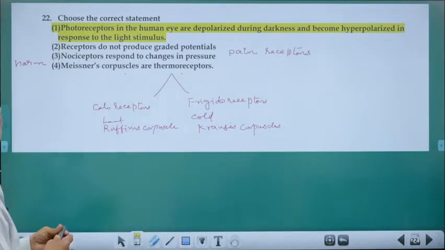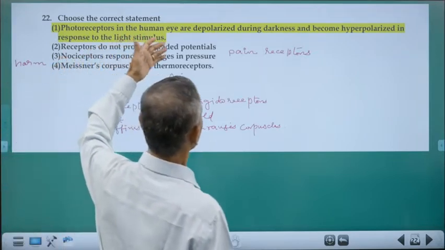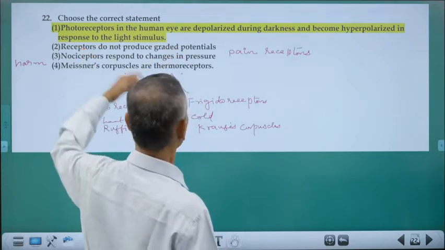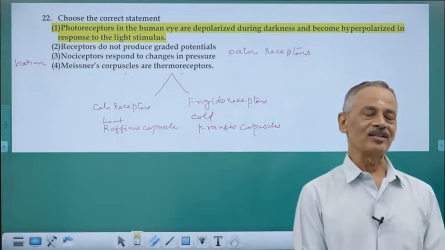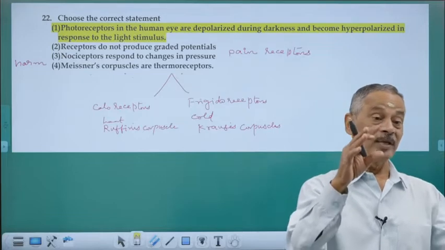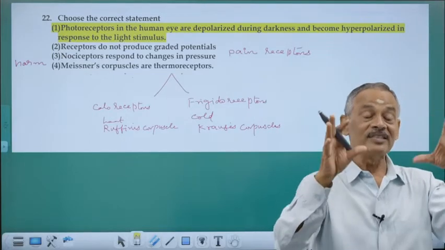And choose the correct statement. Photoreceptors receiving light in the human eye are depolarized during darkness and become hyperpolarized in response to light. That is the action. Our retina is sensitive to light. When light falls on it, there will be a bleaching. There will be a signal generated.